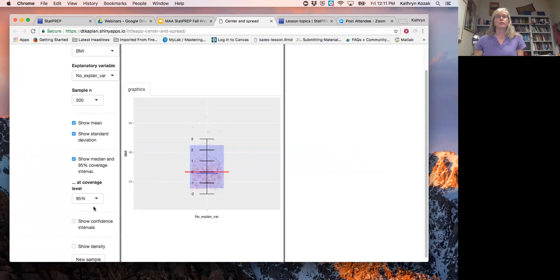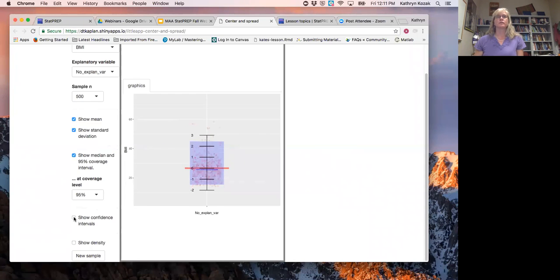You can also do a confidence interval. So you can introduce that concept of a confidence interval to your students right away. I can say, hey, this is what the confidence interval looks like. This is where the mean is roughly.